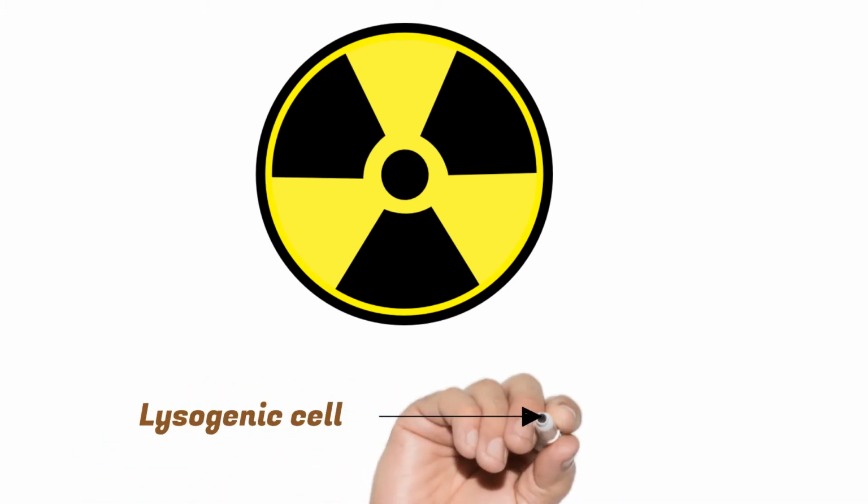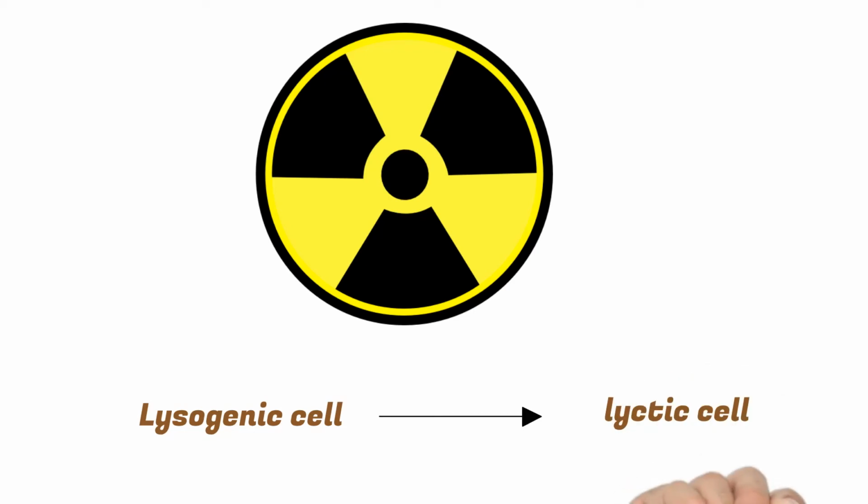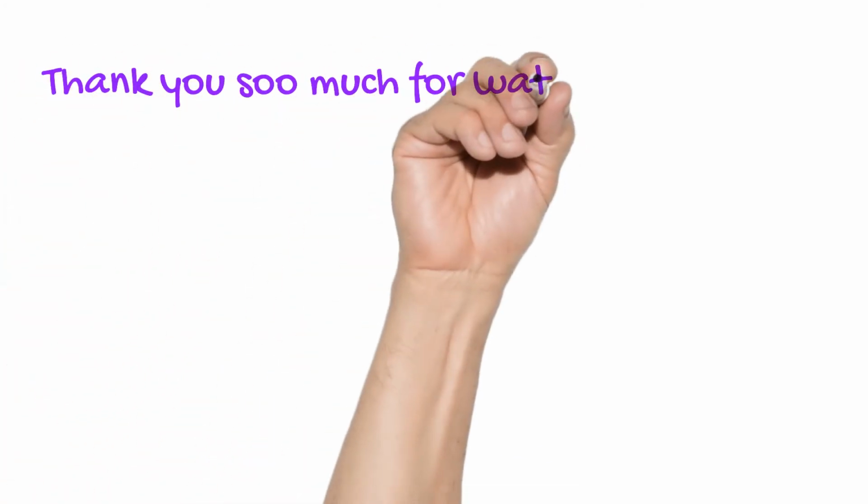The trigger can be anything from chemicals to temperature change, to many other things. But when they enter the lytic cycle, all the cells will burst because of the many virus copies. And that is dangerous. And that was the video guys.